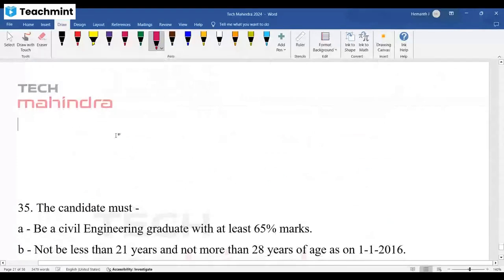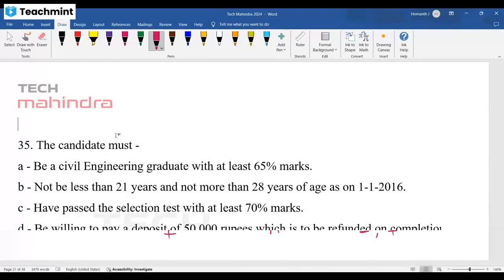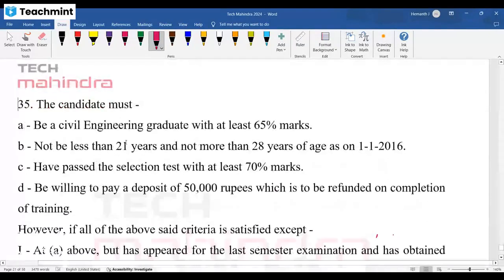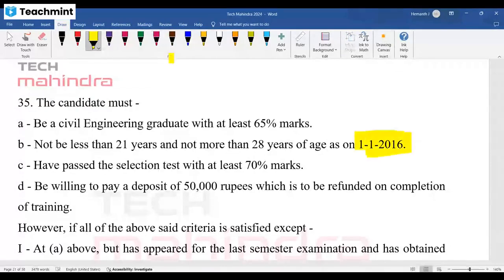And for the last question, they give some conditions, to check whether this guy is to be recruited or selected. This is the criteria for selecting a candidate: he should be from civil engineering with at least 65%. Age should be greater than 21 and not more than 28, as of the reference year 2016, not 2022, 2023 or 2024. Selection test minimum 70%, and willing to deposit 50,000 rupees. After training, they will refund it.